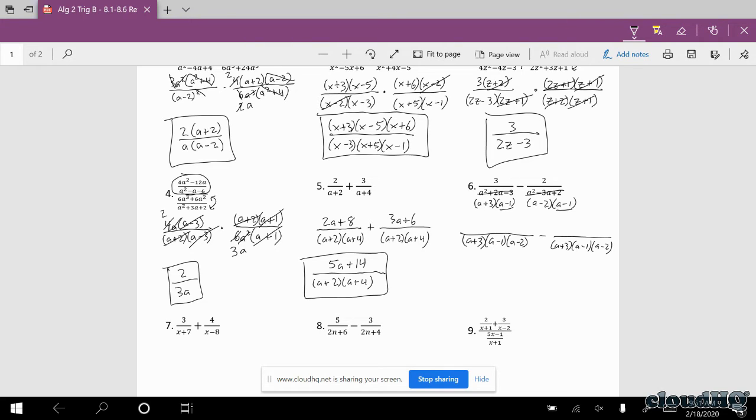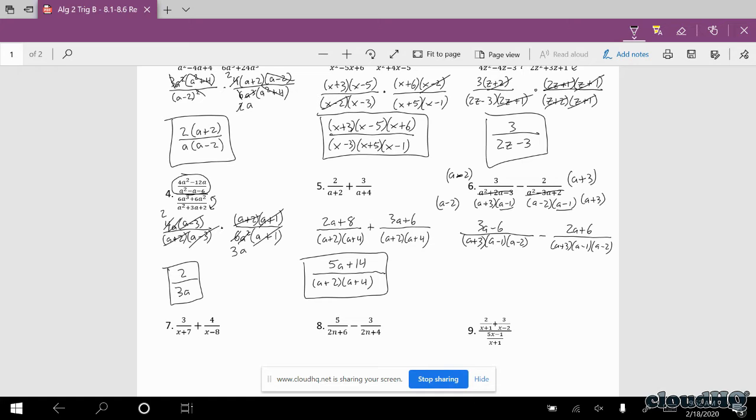That means the first fraction, it was missing the a minus 2 part. So that's what I multiplied to the denominator, so I have to multiply to the numerator as well. Distribute the 3, 3a minus 6. Second fraction had the a minus 2 and the a minus 1 part. It didn't have the a plus 3 part. So I have to multiply that into the numerator as well. So 2a plus 6.